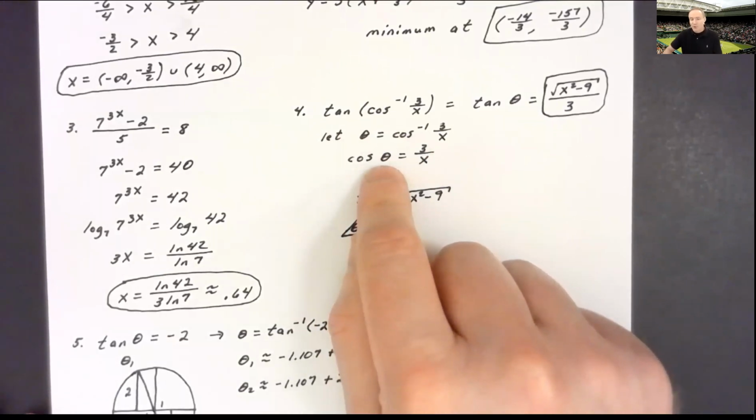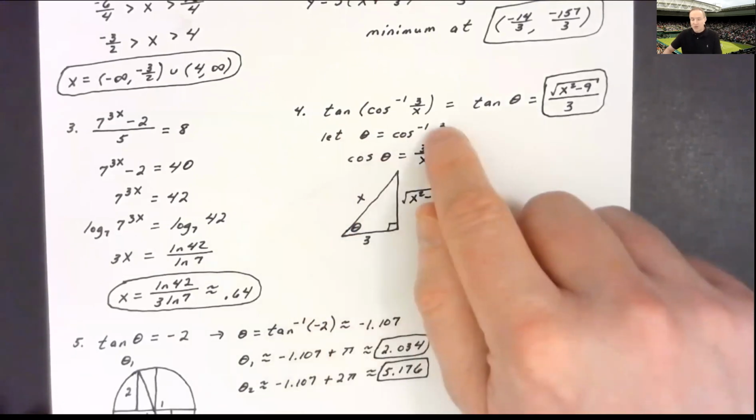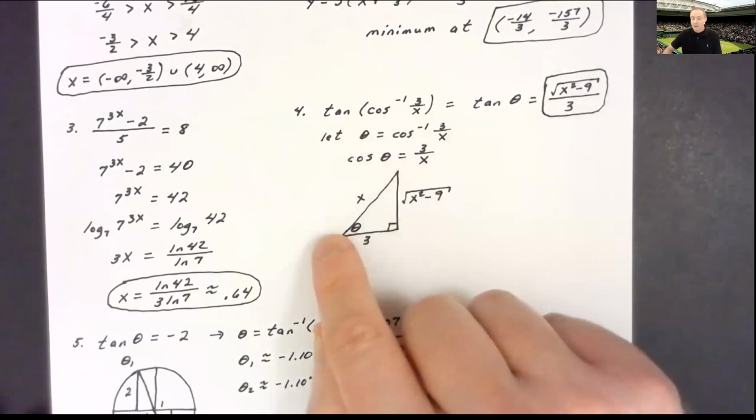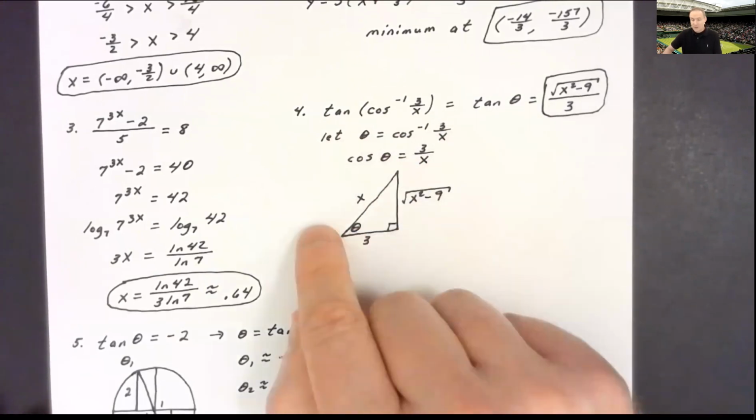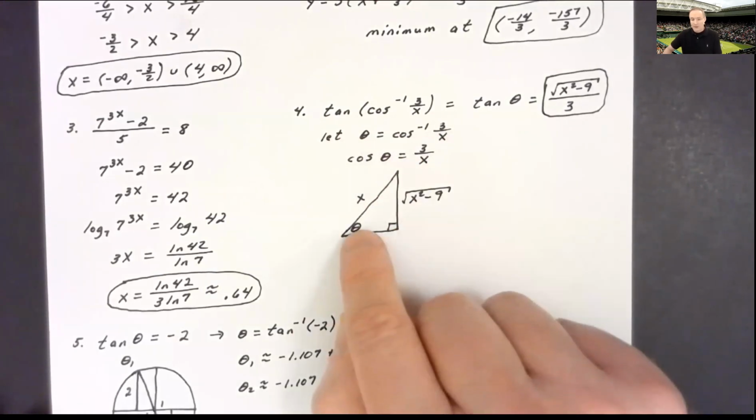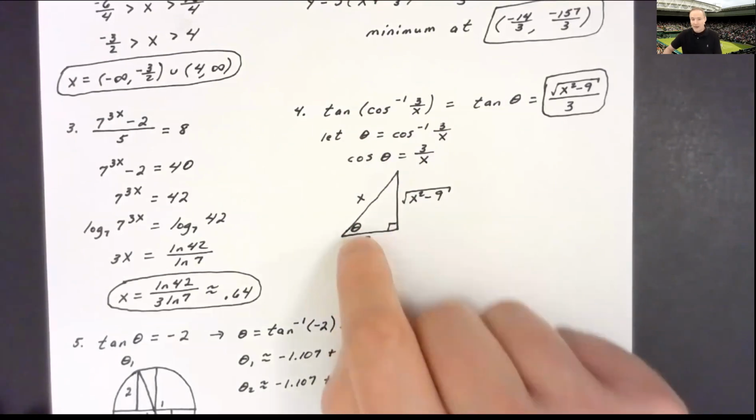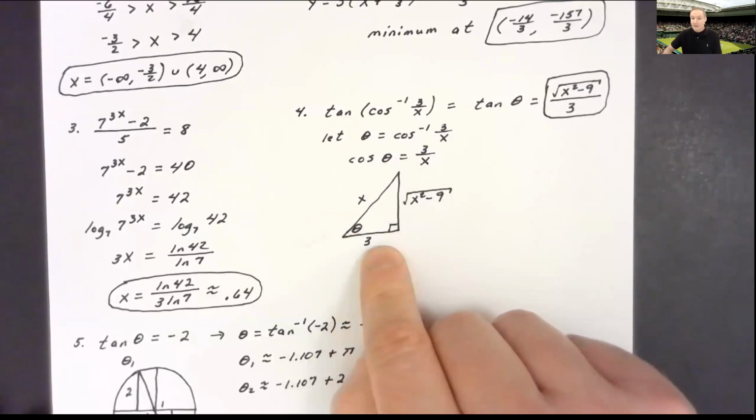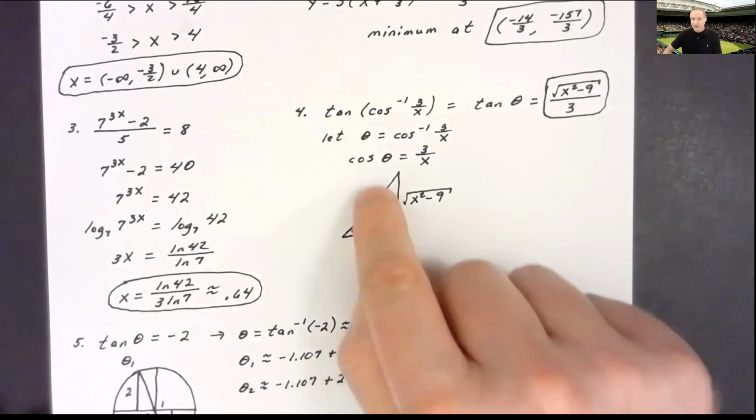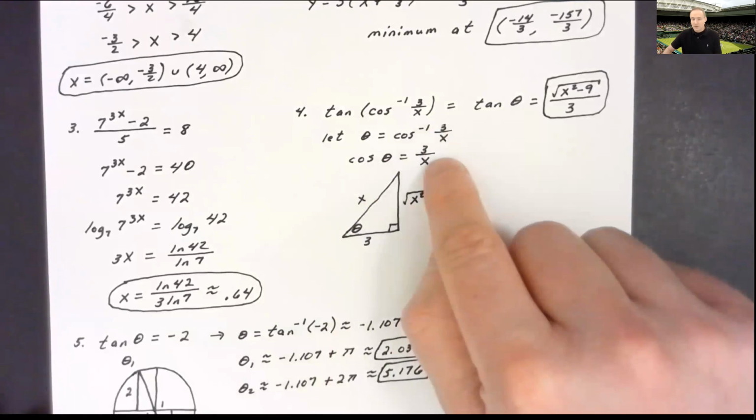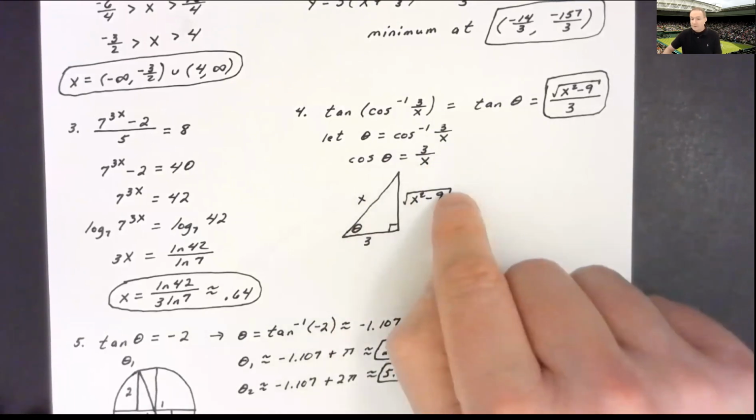Please remember, right triangle trig, SOHCAHTOA. Cosine is the ratio of adjacent to hypotenuse. So I draw a right triangle, and I'll label this angle theta. Well, adjacent to angle theta has to be the side 3. The hypotenuse of that right triangle has to be x, adjacent over hypotenuse. Now, what's the opposite side?